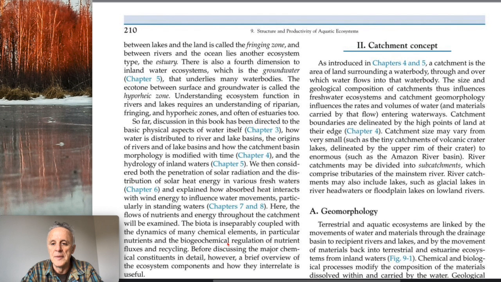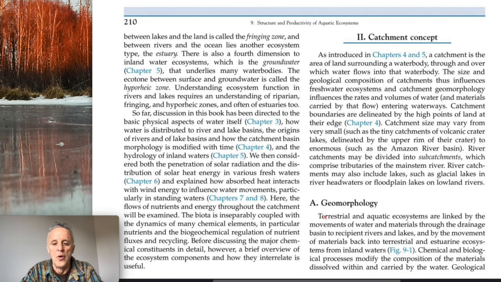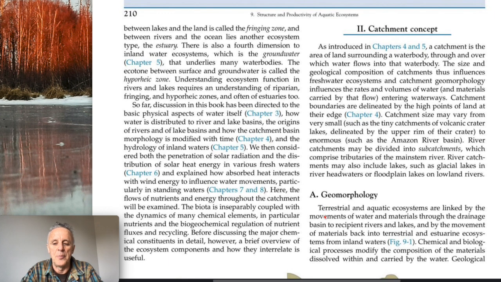So let's see. Catchment concept. As introduced in chapters 4 and 5, a catchment is the area of land surrounding a water body through and over which water flows into that water body. The size and geological composition of catchments thus influences freshwater ecosystems, and catchment geomorphology influences the rates and volumes of water and materials carried by that flow entering waterways. Catchment boundaries are delineated by the high points of land at their edges.